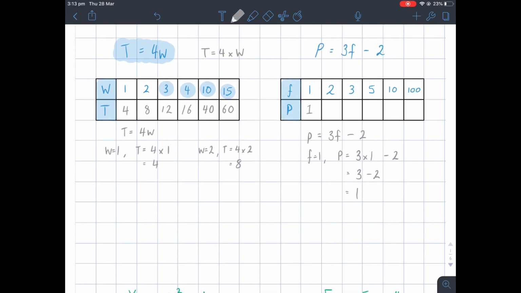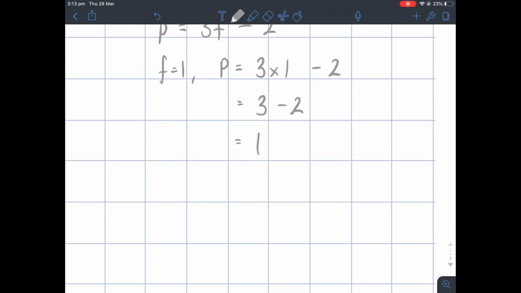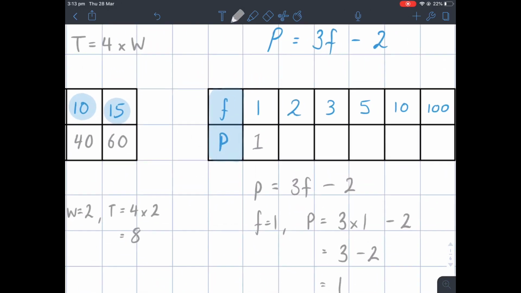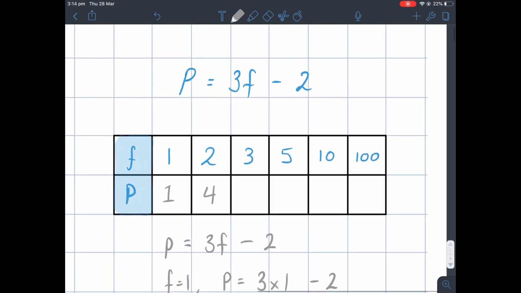We can do the same now if we show some working out for when f is 2. So again we've got p equals 3f minus 2. So if f equals 2, we get p equals 3 lots of f. So 3 times 2 minus 2. 3 times 2 is 6, minus 2 is 4. So this time we get p is equal to 4. We can now continue working this through.